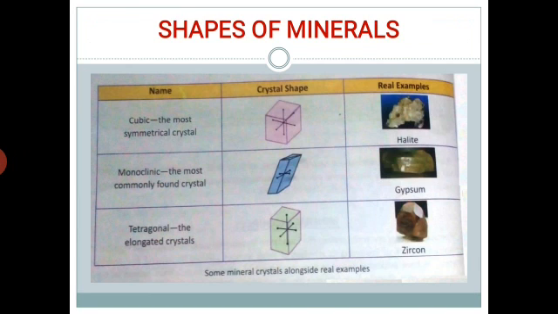Students, in the first row, halite. Halite is an example of mineral. It has cubic shape. Then in the second row, gypsum. It has monoclinic crystal shape. In the third row, zircon is given. It has tetragonal crystal shape. That means students, different minerals have different shapes.